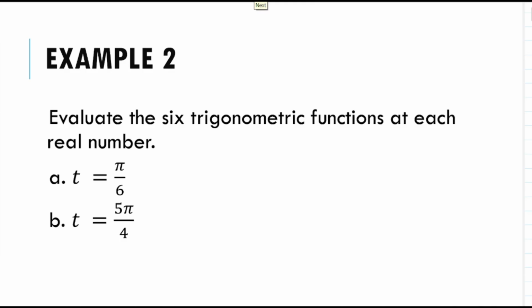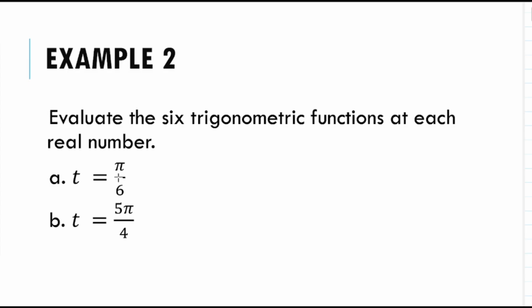Example 2. Evaluate the 6 trigonometric functions at each real number. So we are taking these values. We have the real number t, we have the angle theta. We want to find the 6 trigonometric functions here. So when we have the angle, how do we find the value of the element? Okay, so that is our concern here. How do we find those values when we have the number?